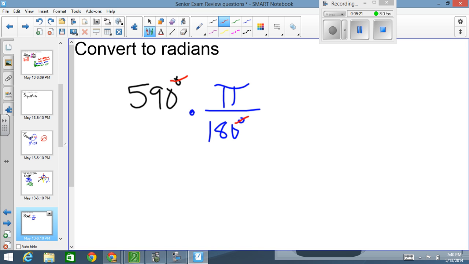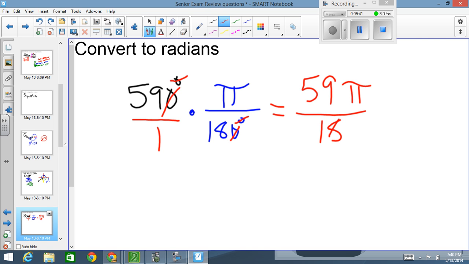Well, I'll just put this over 1. I know that if both of these end in 0, I could divide each of them by 10, and that would make this 59 divided by 18. 59 is a prime number. That cannot be reduced. So I'm just left with 59 pi over 18.